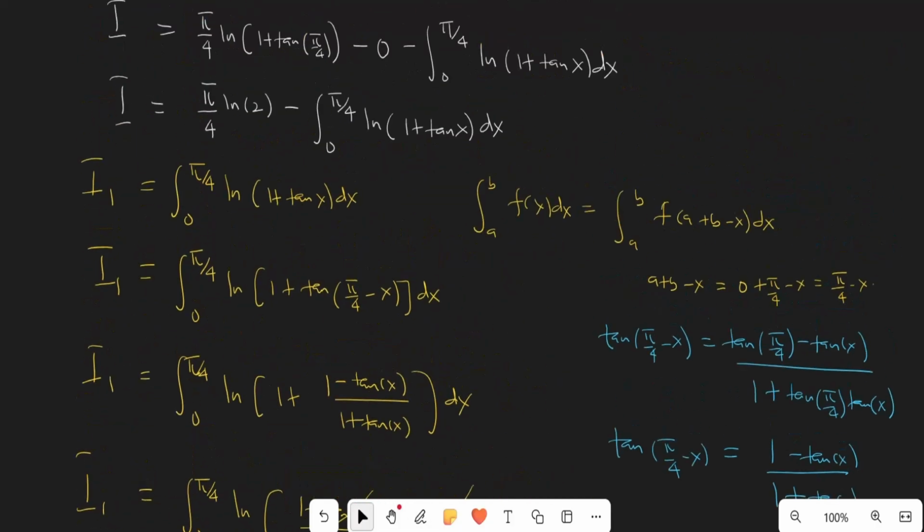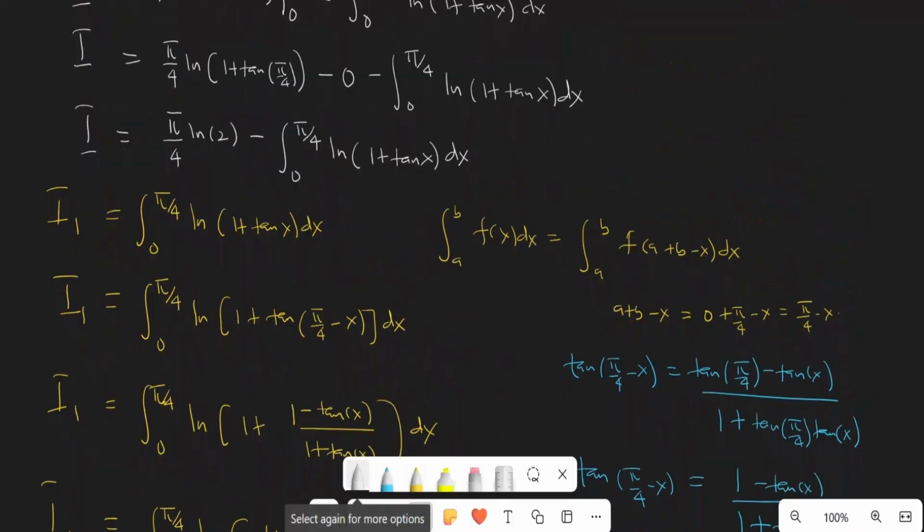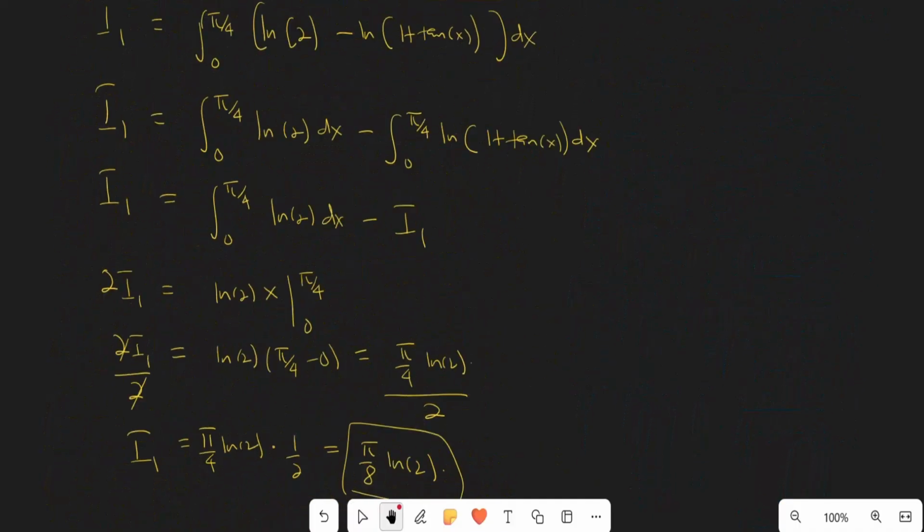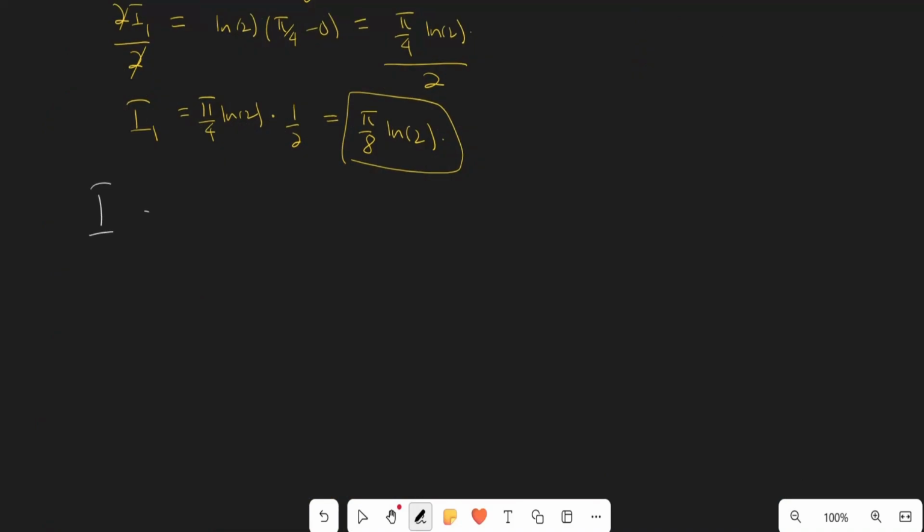Now we can go back up here and wrap up the integral. We know that I is pi over 2 ln of 2 minus I1. That is I, our integral. So I here is pi over 2 ln of 2, which is pi over 4 ln of 2, minus I1, and the value of I1 has been found. So I is equal to pi over 4 ln of 2 minus pi over 8 ln of 2.